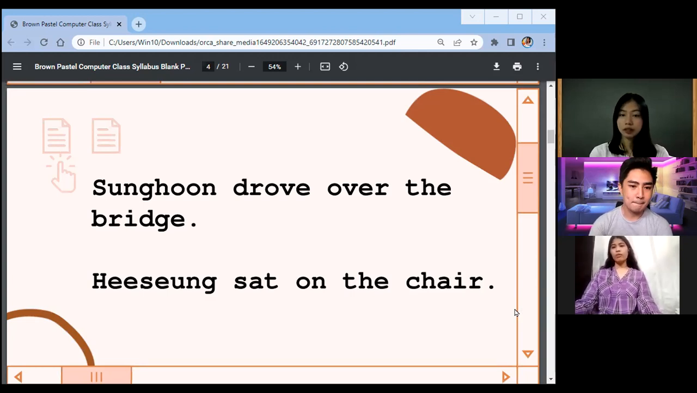The prepositions over and on are called simple prepositions, like what we discussed in the previous slides. This states the relationship between the two clauses, which is, Hisung drove, and where did he drive? It is over the bridge. And Hisung sat on the chair. The preposition on states where Hisung sat, and it is on the chair. Next slide, please.